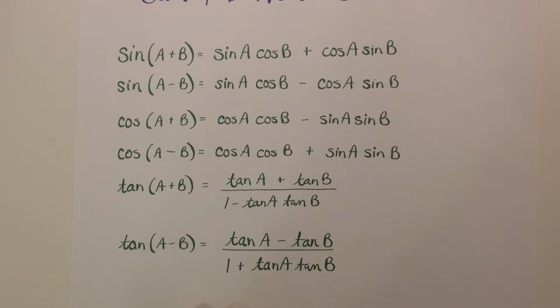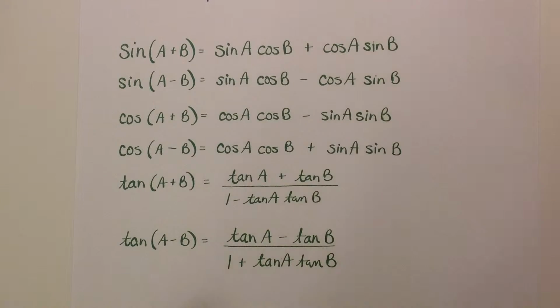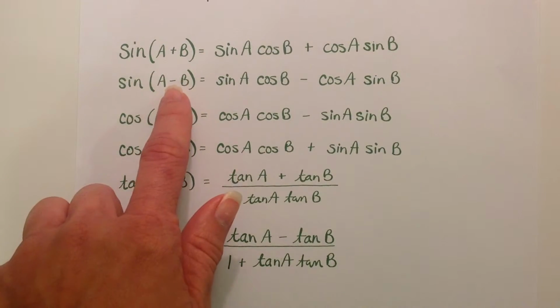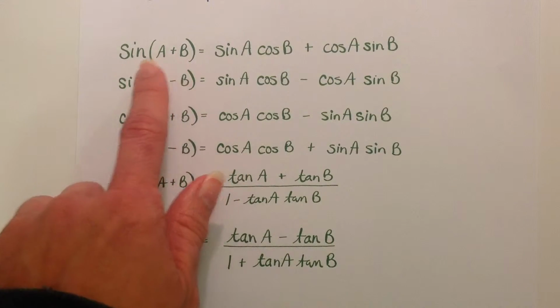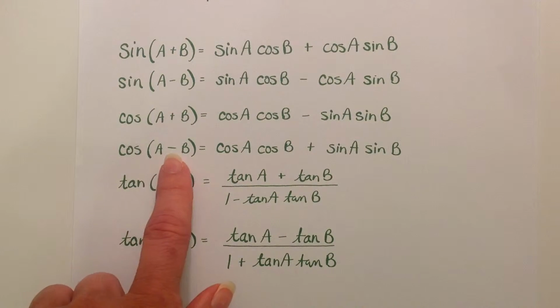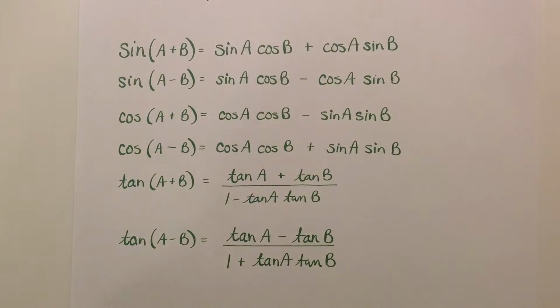Okay, so this is what you need to copy into your notes. So you have addition and subtraction for each trig function. So like if they talk about the sum identity for sine, you know, this would be the difference identity for cosine and so on. So you'll need to copy these down.